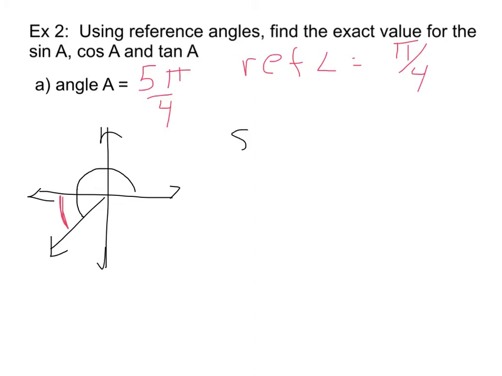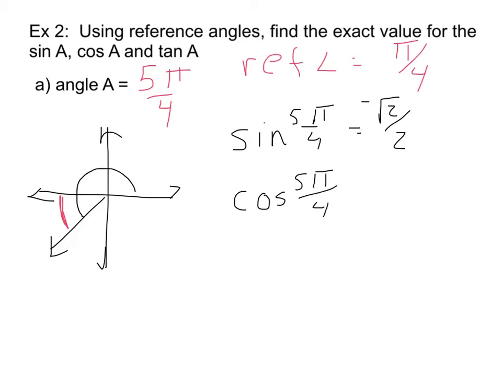When I calculate the sine of 5 pi over 4, it's the same as the sine of pi over 4, so it's root 2 over 2. But I'm in the third quadrant, and my y value is negative. The cosine of 5 pi over 4 is the same as pi over 4. It's root 2 over 2. But I'm in the third quadrant, and my x values are negative. The tangent of 5 pi over 4 is the same as the tangent for pi over 4, which is 1. And since we're in the third quadrant, I have a negative divided by a negative and end up with a positive answer.